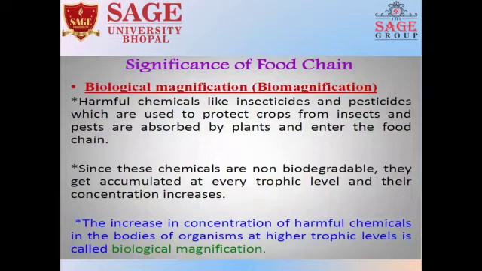Significance of food chain. Biological magnification or biomagnification is like this: some harmful chemicals like insecticides and pesticides, which are used to protect crops from insects and pests, are absorbed by plants and enter into the food chain. Since these chemicals are not biodegradable, they accumulate at every trophic level and their concentration increases. The increase in concentration of harmful chemicals in the body of organisms at higher trophic levels is called biological magnification.